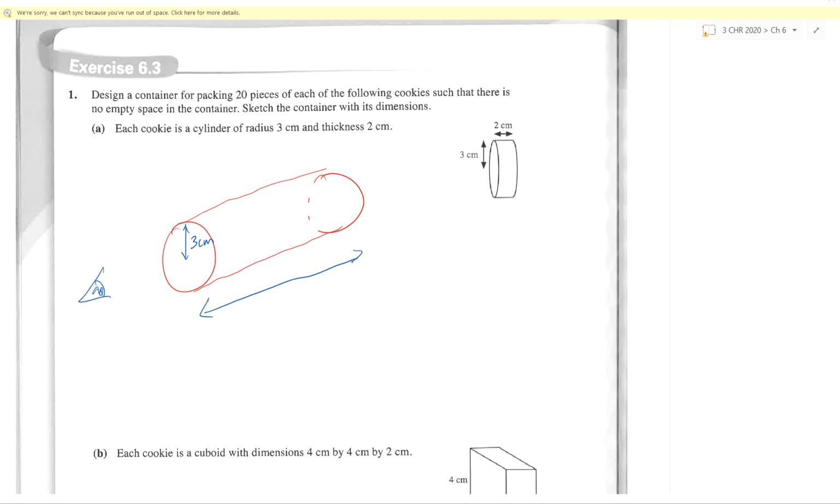much? 40, right? Because one piece is 2 cm thick. I've got 20 pieces stacked together with no gaps. This has to be 2 times 20 equals to 40 cm. One piece is 2, I've got 20 pieces. So this is my dimension.